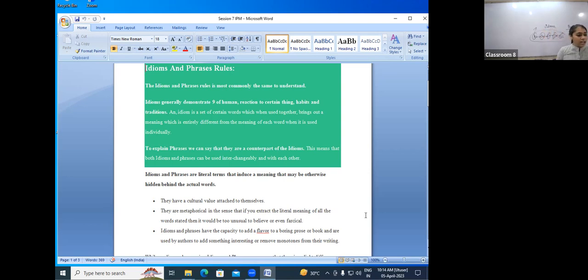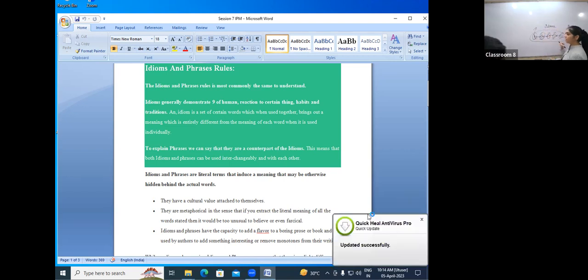Idioms and phrases are basically those words which have hidden meaning, and you have to identify the meaning out of it. If I use these as separate letters or words, they have different meanings. And when I combine them together, they have a hidden meaning, which is what you need to identify. Are we clear? Rahul, are we clear? Got it? Okay, you can write it down in your notes, which will be used in your exams.